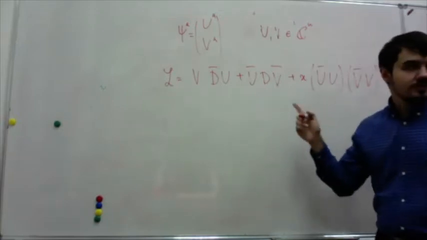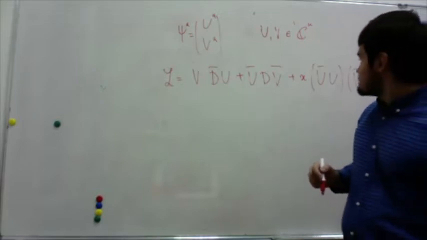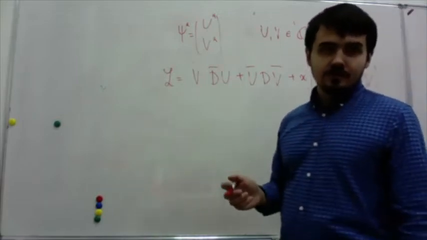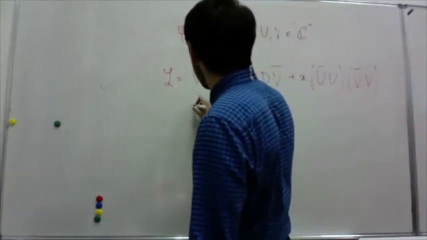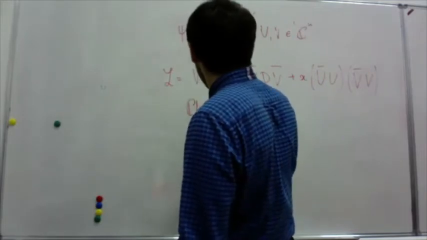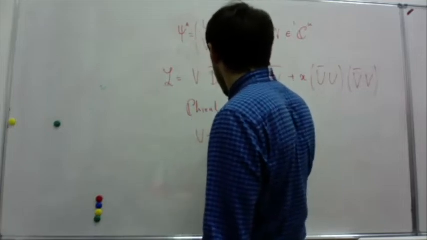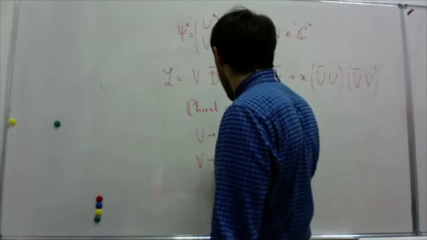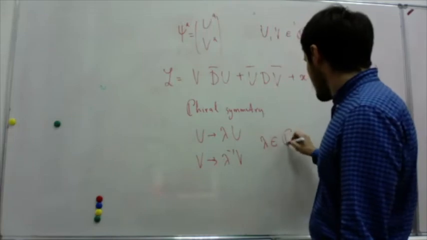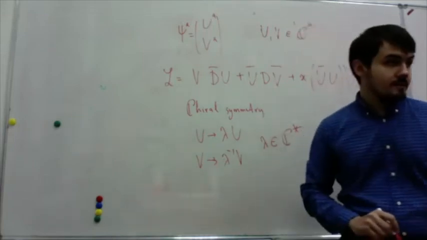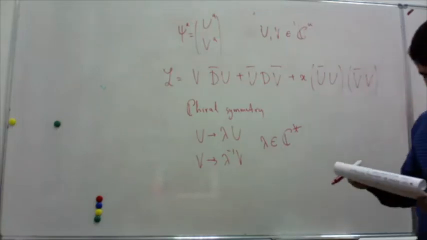The nice feature of this Lagrangian is that it's quadratic in either U or V, right? This is a feature guaranteed by chiral symmetry, which is why I wanted a chiral model. There is a chiral symmetry here, which sends U to lambda U and V to lambda inverse V, where lambda is an arbitrary complex number. Sorry, I want to put a bar here.